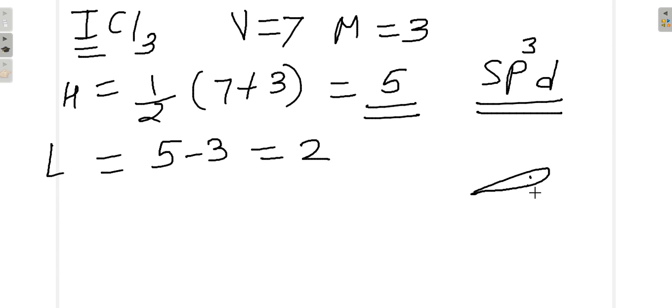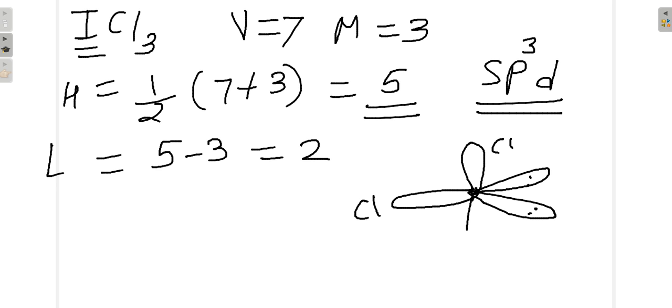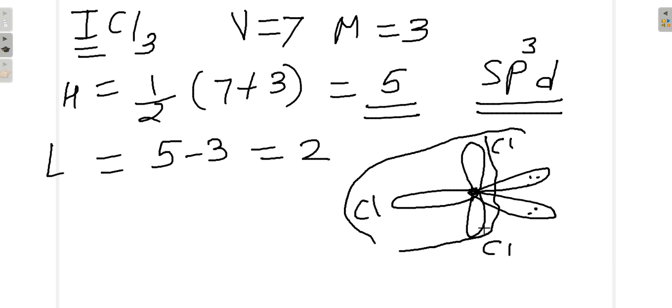So suppose one lone pair goes here, one lone pair goes here, and one chlorine will be here, one chlorine will be here, one chlorine will be here. As you know, we do not consider lone pairs while considering the structure, so we will have a situation in which the molecule is only this much, and you can see it is a very clear T. So it's a T shape. So it's a T shape molecule, right?